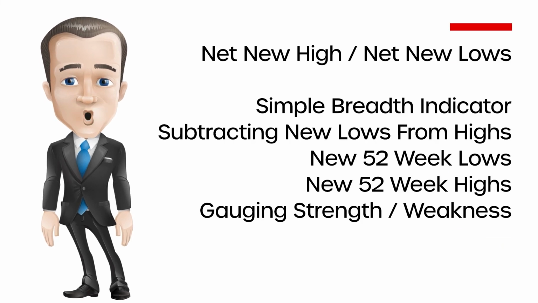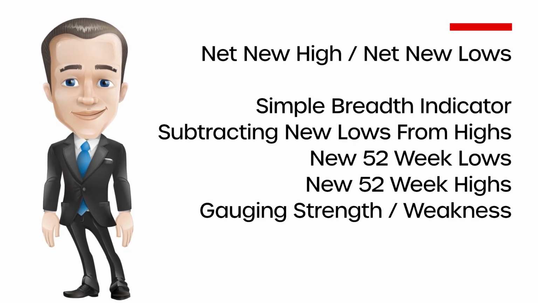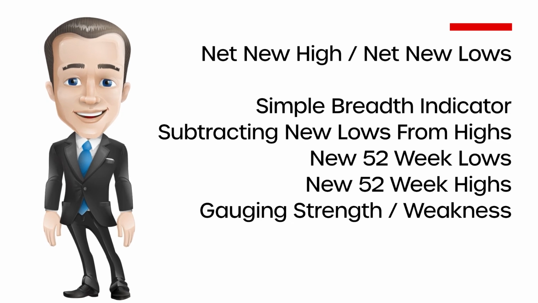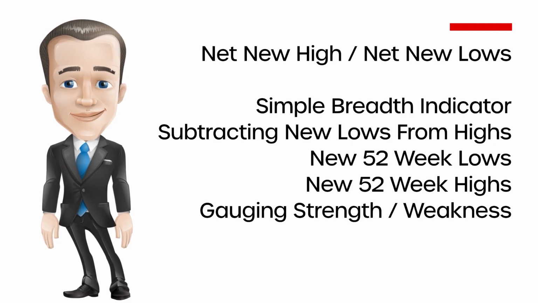Number 6, net new highs and net new lows. Net new 52-week highs is a simple breadth indicator, which is calculated by subtracting new lows from new highs. New lows is the number of stocks recording new 52-week lows, and new highs is the number of stocks making new 52-week highs. This indicator helps in gauging the internal strength or weakness in the market. It indicates there are more new highs when the indicator is positive. On the other hand, there are more new lows when the indicator is negative.